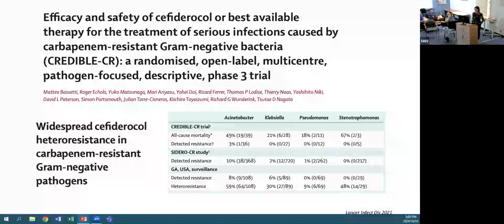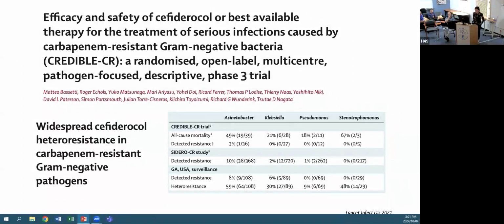The study showed similar efficacy between the groups, but a concerning finding of higher rate of all-cause mortality in patients with pneumonia and bacteremia who were treated with Cefiderocol, particularly in the patient subset with infections due to Acinetobacter baumannii. One hypothesis for this was possible undetected Cefiderocol heteroresistance.